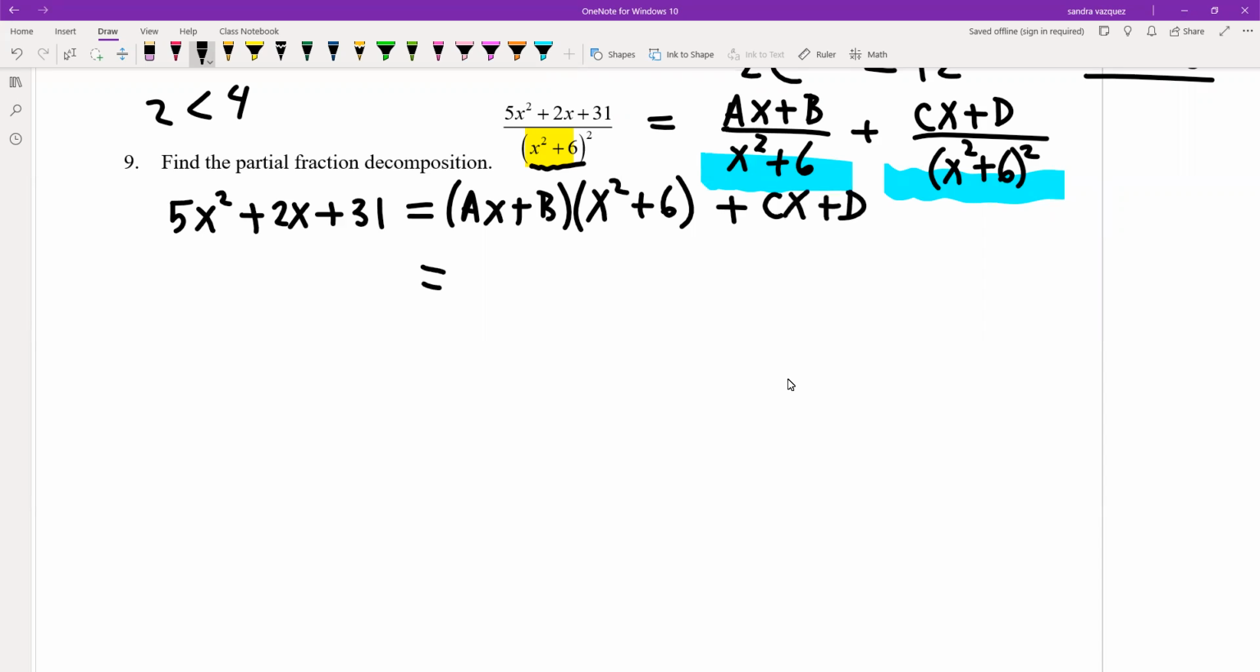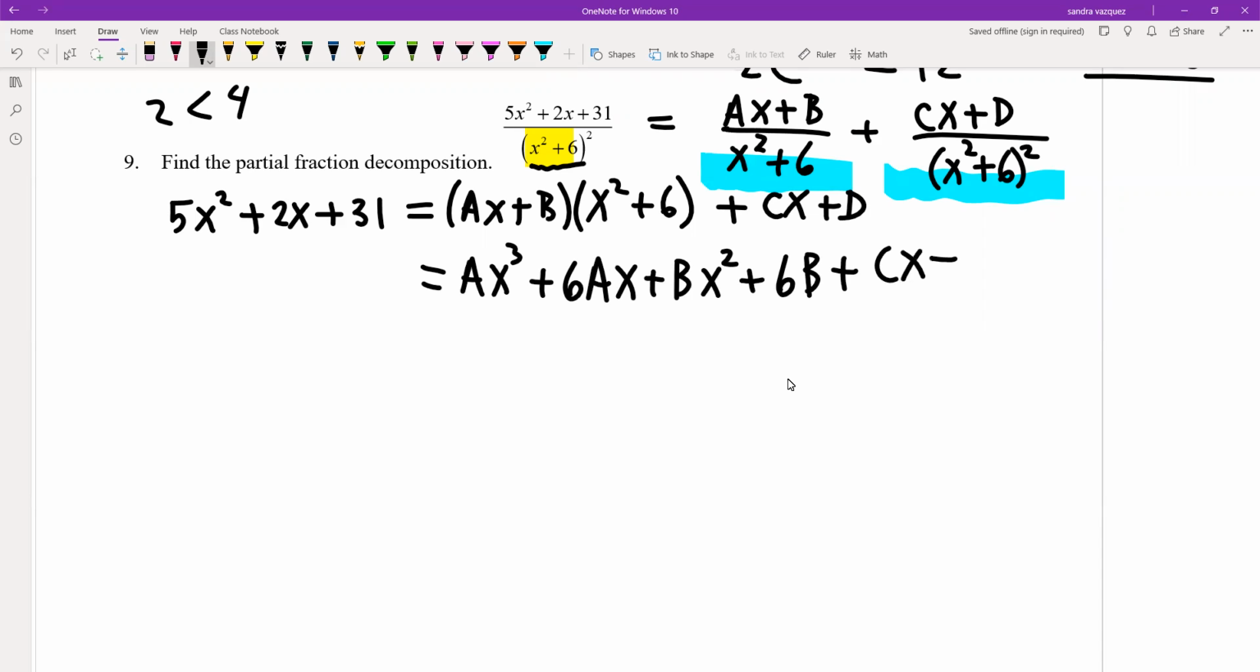Okay, let me go ahead and FOIL these two binomials. ax to the third plus 6ax plus bx squared plus 6b plus cx plus d. Okay, now I'm going to combine them. I'm looking for the x squared. This is an x squared. That's the only one. I have b, it's equal to 5.